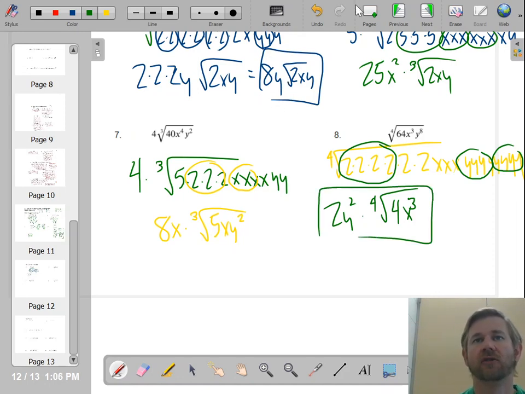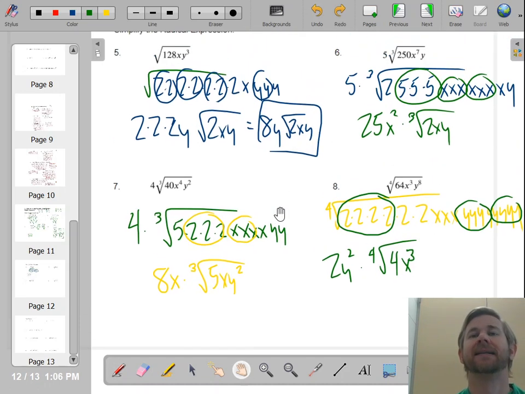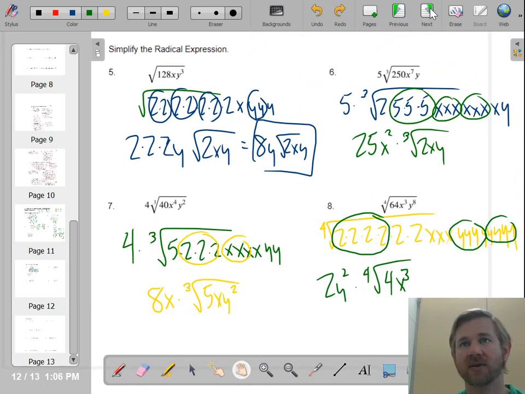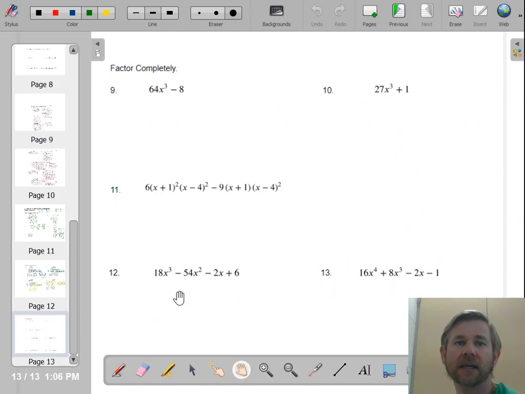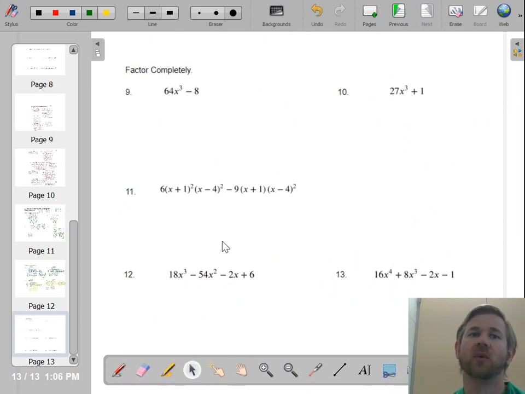Okay? So that's exponents, and that's radicals. Now on the back, we're going to do some factoring. So let's factor. When you're factoring, you first want to always look for GCF. So these two are both multiples of 8, and then that will be 8x cubed minus 1.